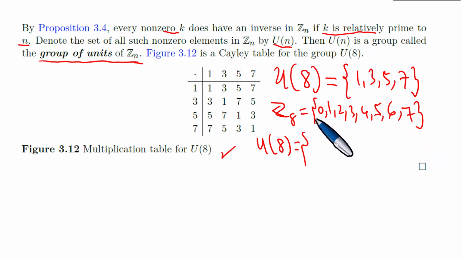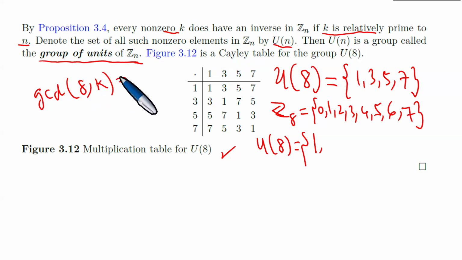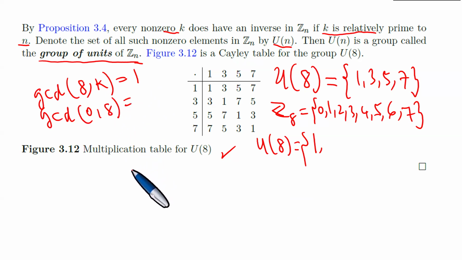Is 0 relatively prime to 8? It is not. Is 1 relatively prime to 8? Yes, so we put 1. Is 2 relatively prime to 8? Well, relatively prime means the greatest common divisor of 8 and that integer must be 1. For example, what is the greatest common divisor of 0 and 8? We can see that the greatest common divisor of 0 and 8 is 8 itself. So in other words, we want the greatest common divisor to be 1. So now this one is out.